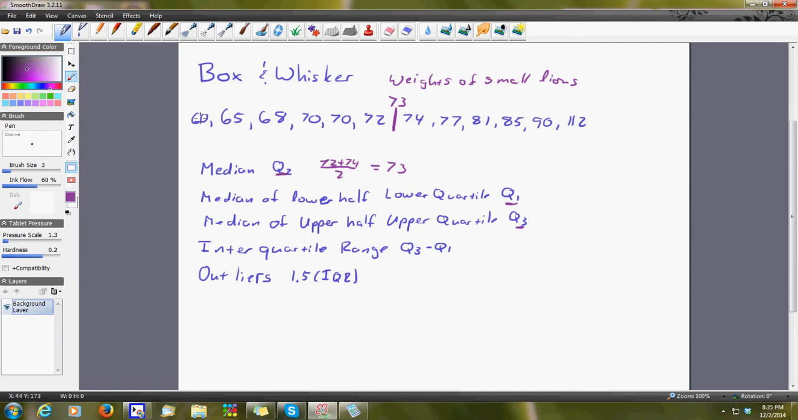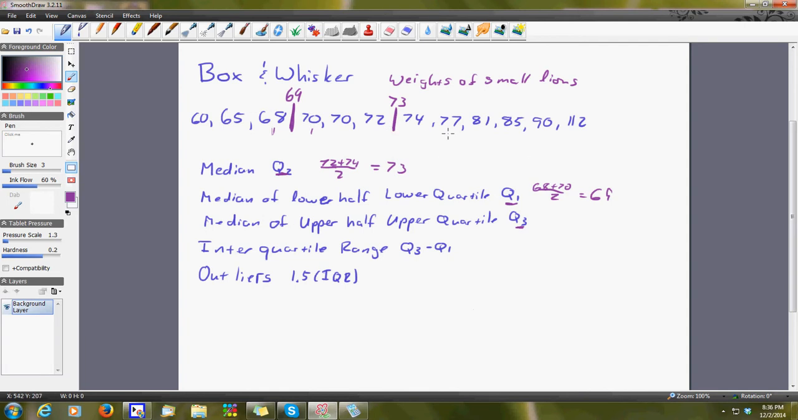That's halfway through. So now I'm going to take a look at my lower quartile. 1, 2, 3, 4, 5, 6. So I count 1, 2, 3, I get 68. 1, 2, 3, I get 70, which means I'm going to take 68 plus 70 and divide by 2, and I'm going to get 69. And that means that 25% of my scores are less than 69. 25% of my scores are between 69 and 73.